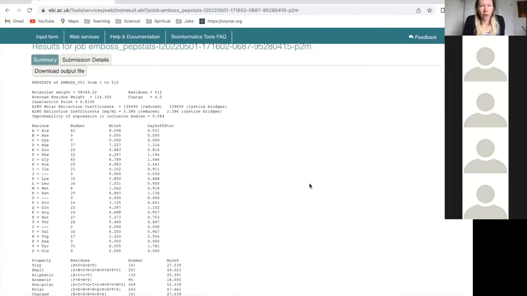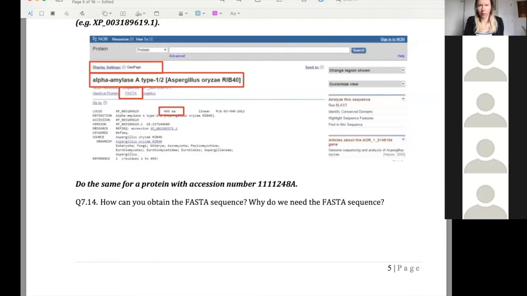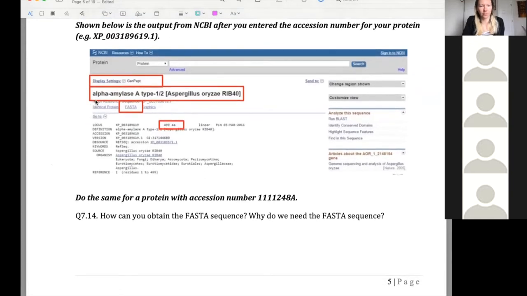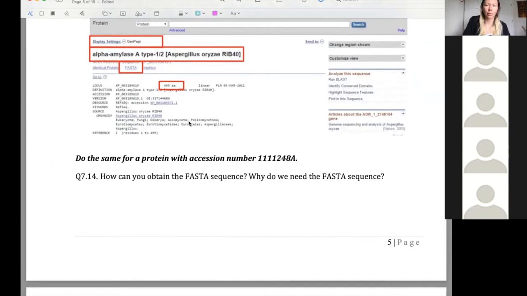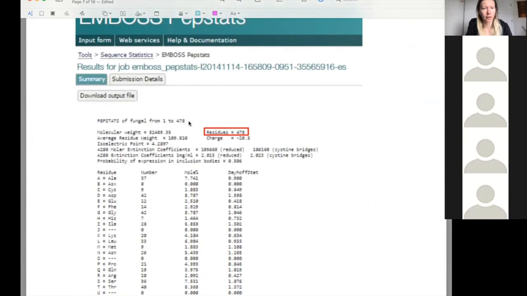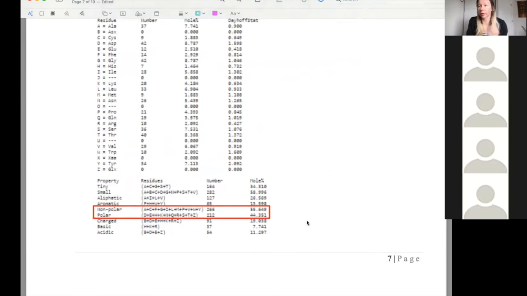All right, I'm going to click out of these sites now and go back to the review handout. Here we go. These screenshots of the websites are good because they have red boxes around some of the important parts that you'll need to use. Like here on the screenshot of the EMBOSS site, it shows you where you can find the number of amino acids or residues, and where to find the information about nonpolar or polar amino acids.